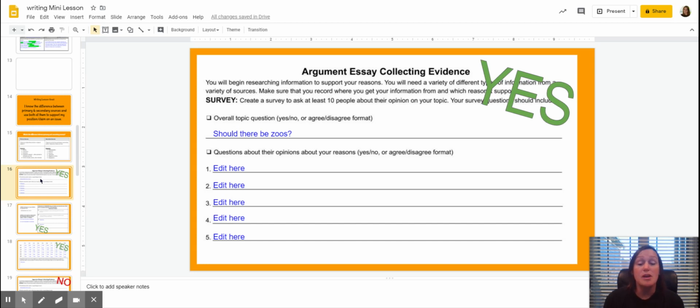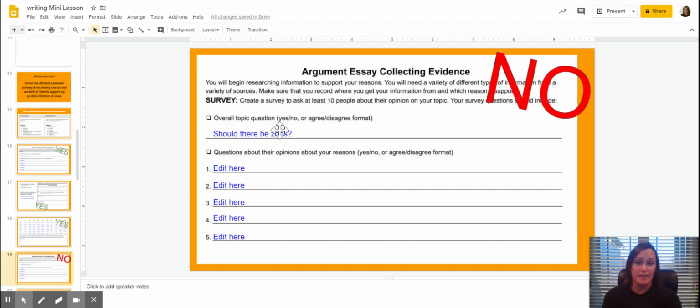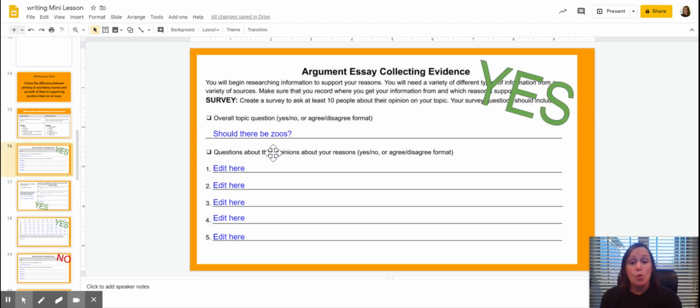I want to show you that whether you have the yes slide, in favor of zoos, or against zoos, the question is the same. The overall topic question is, should there be zoos? I have that on my yes slide, and also here on my no slide. We're going to be writing questions about their opinions about your reasons, using your reasons from your research.